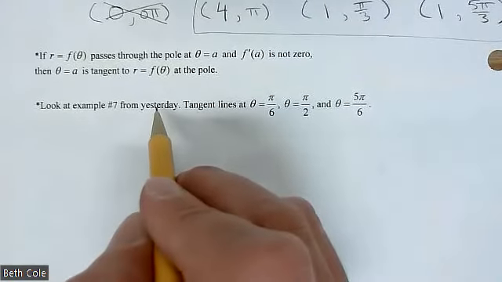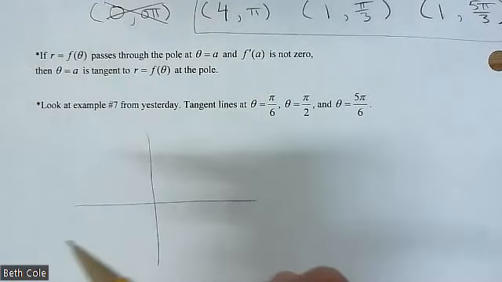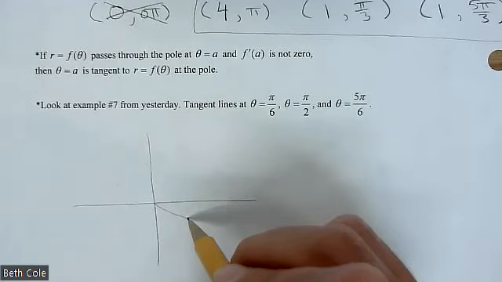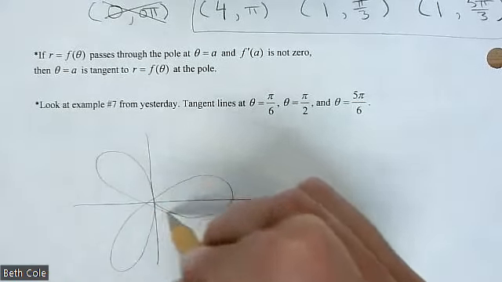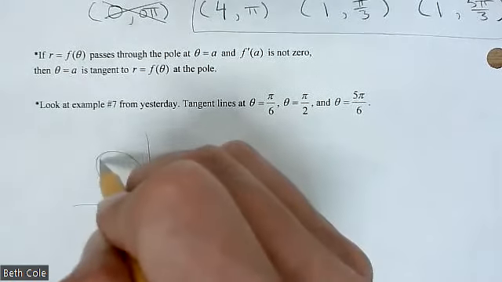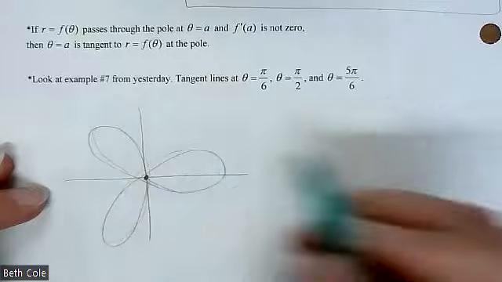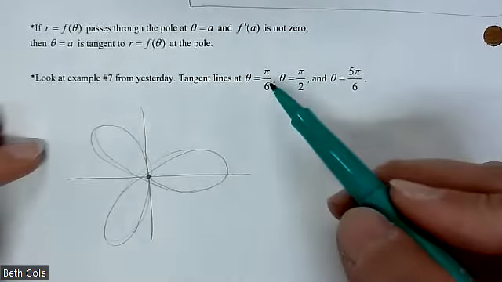Number 7, well, I guess it wasn't yesterday, last class, whenever that was. I'm just going to draw it real quick. I just sketched it here. It was the one that looked like the 3-leaf clover. Do you remember this? I think it was the very first one we did. Okay, don't judge my art skills. But do you see how we go through the pole several times there? As long as your derivative's not 0, you get tangent lines.